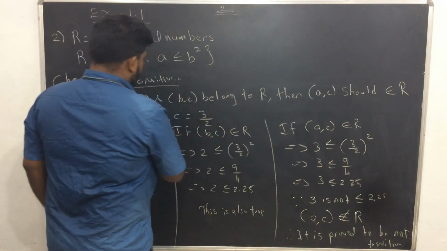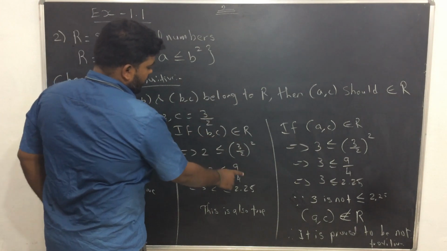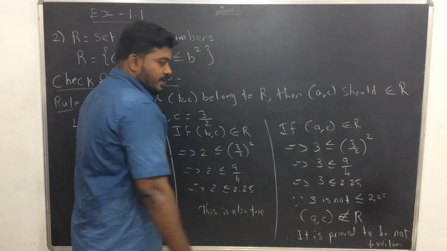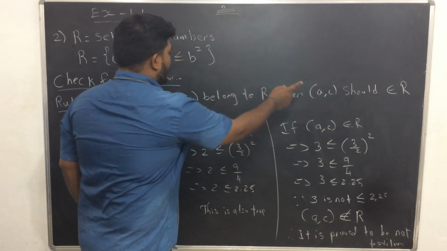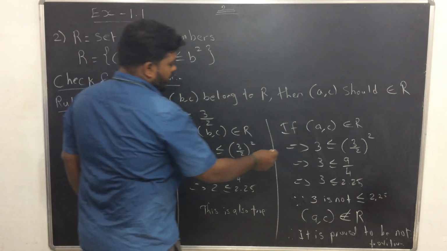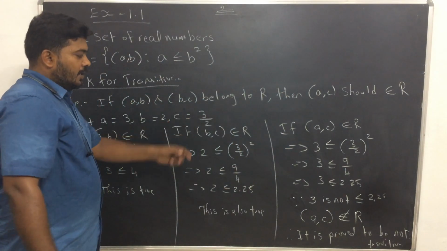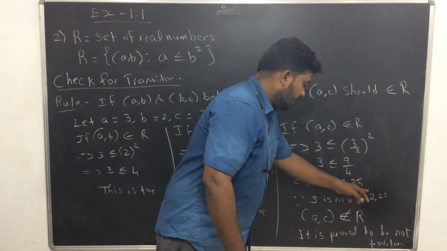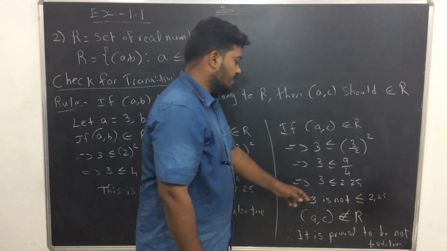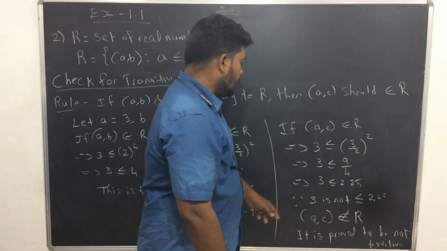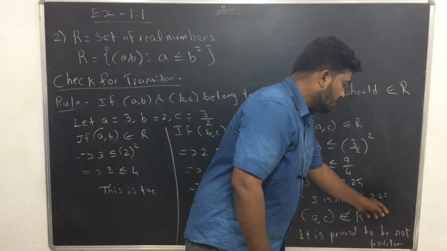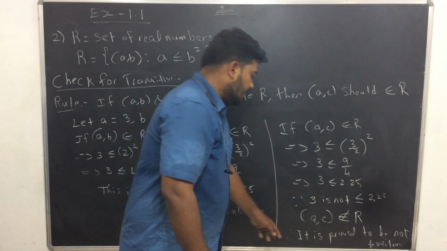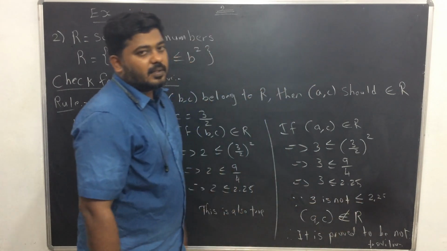If B comma C belongs to R, then it implies that 2 should be less than or equal to (3 by 2) the whole square, that is 2 is less than or equal to 9 by 4, that is 2 is less than or equal to 2.25. This is also true. Now, if A comma C should belong to R, then what does it imply? It implies that 3 is less than or equal to (3 by 2) the whole square, that is 3 is less than or equal to 9 by 4, 3 is less than or equal to 2.25. This is not true because 3 is greater than 2.25. Since 3 is not less than or equal to 2.25, A comma C does not belong to R. Hence, it is proved that this relation is not transitive.